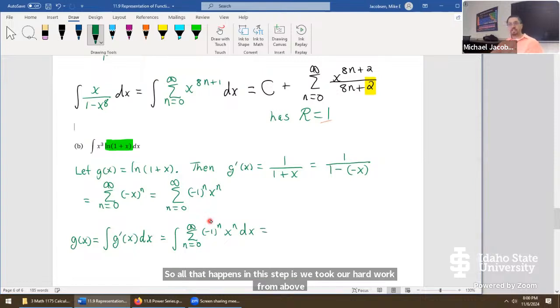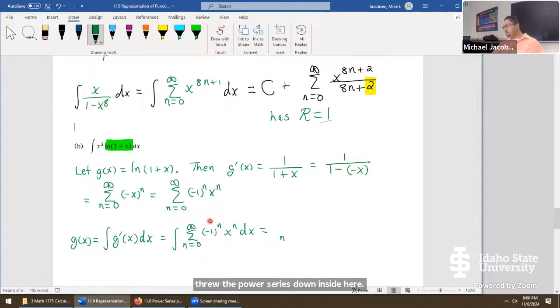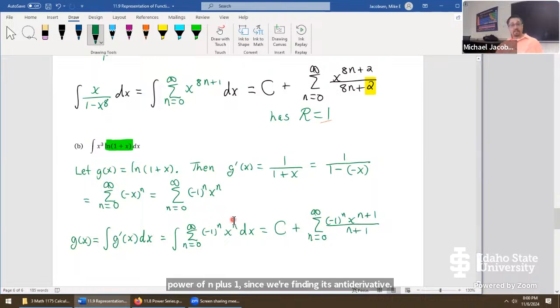So finally, one more step. We have a summation from 0 to infinity. Oh, let me control Z just a little bit first. Don't forget we're solving an antiderivative, so we still need a constant of integration C. Plus now, summation from 0 to infinity, negative 1 to the nth power, x to the power of n plus 1, since we're finding its antiderivative, divided by n plus 1. So we integrated that portion of the power series.